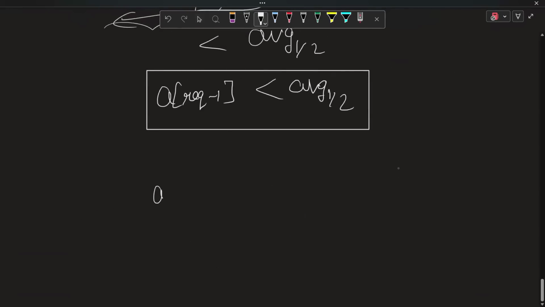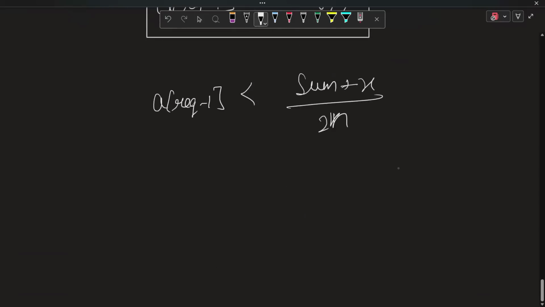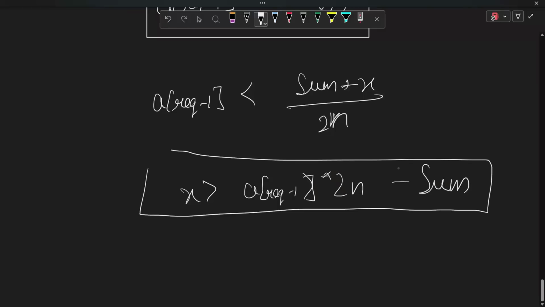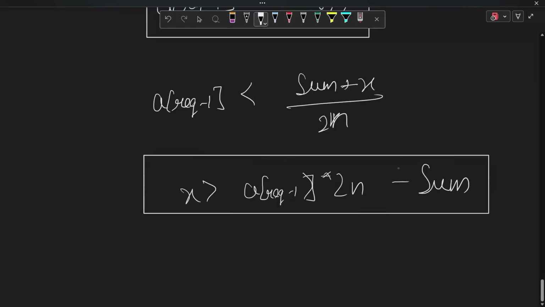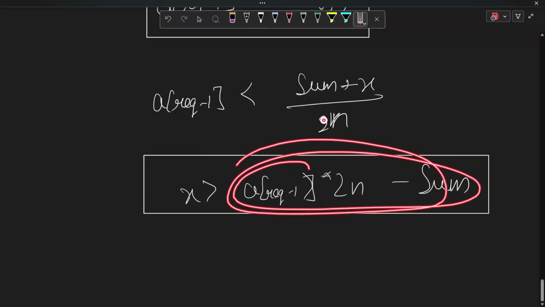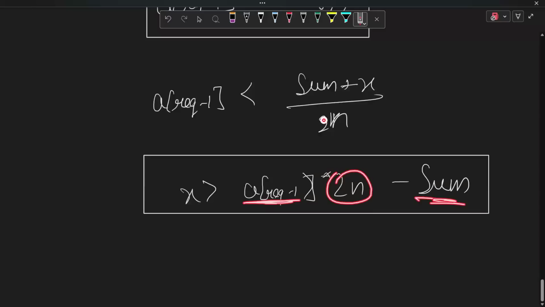So I would say a of required minus 1 should be less than sum plus x by 2n. Okay, so this 2n we are given, sum we are given. So basically x would be greater than a of required minus 1 into 2n minus sum. Okay, this is the condition we get. So the minimum value of x that is needed is this. Okay, so a of required minus 1 into 2n minus sum.